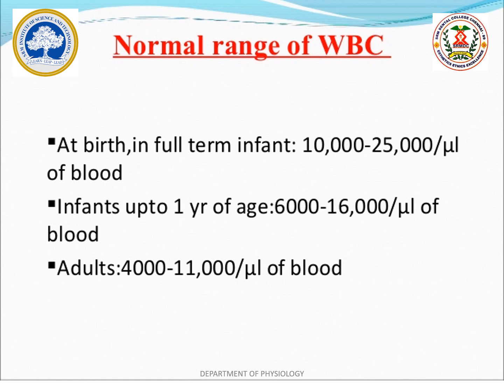So the normal range of WBC at birth, in a full term infant, is 10,000 to 25,000 per cubic millimetre of blood. In infants up to 1 year of age, it is 6,000 to 16,000, and in adults, it is 4,000 to 11,000. Here you don't have any difference between male and female because immunity is common for both, unlike RBCs.